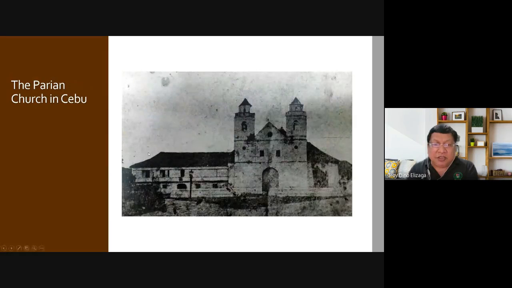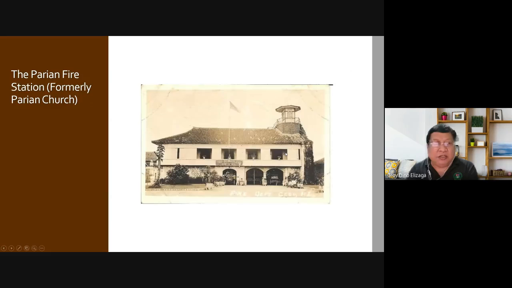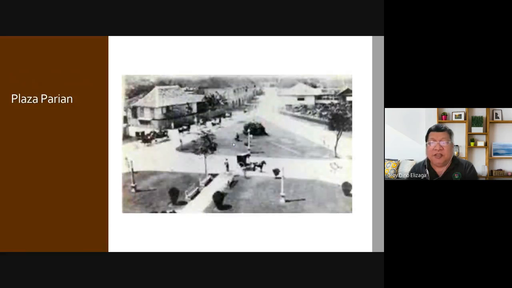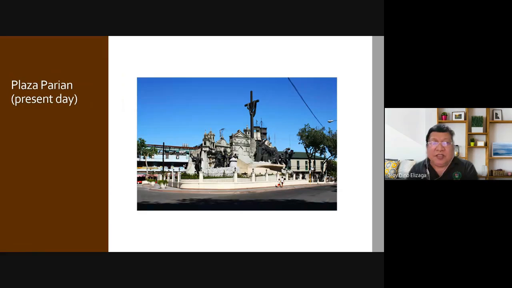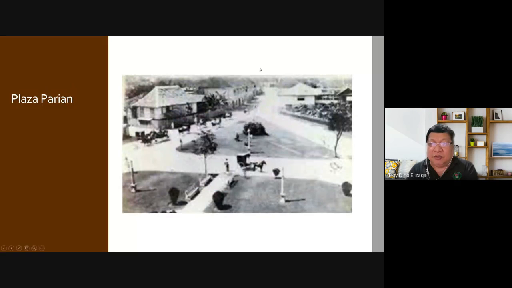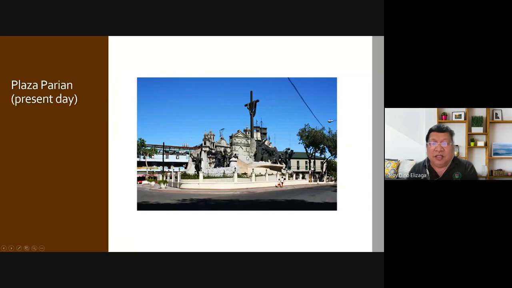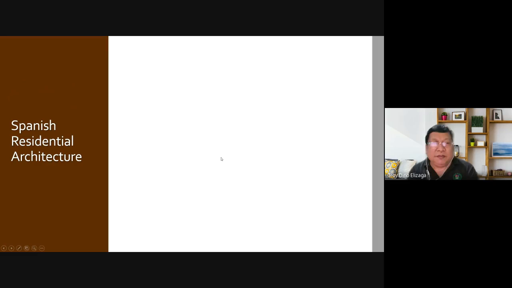And part of that, which is this part, the convent, became the fire station in Parian. But the fire station now doesn't look like this. It's fully changed, so there's no trace of it anymore. Okay, this is the Plaza Parian. The triangular island here now has this enormous sculpture, which they call the heritage monument. Okay, well, no comment.